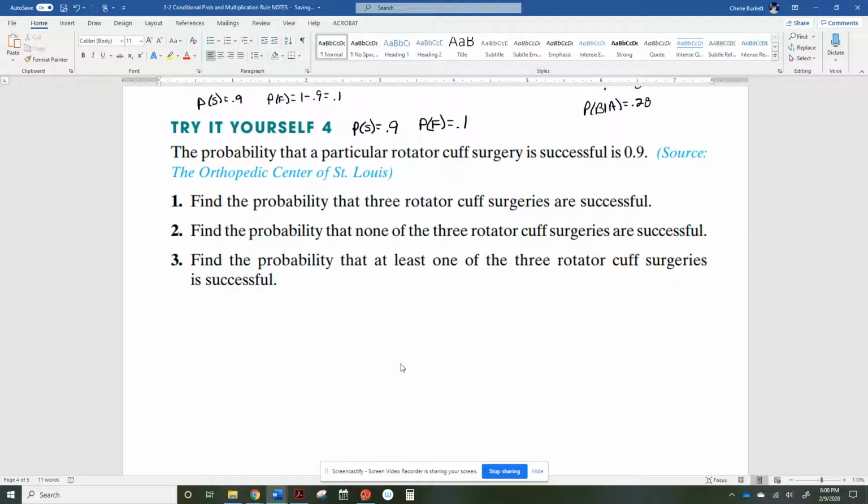Okay, so find the probability that 3 rotator cuff surgeries are successful. This is just like the fish. This is just like flipping a coin. It doesn't matter that we're going to do 3 of them. If we're going to do them all 3 in a row, it doesn't matter. The outcome of one surgery has nothing whatsoever to do with the outcome of the second surgery and the outcome of the third surgery.